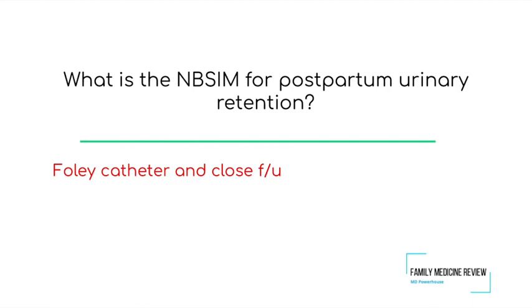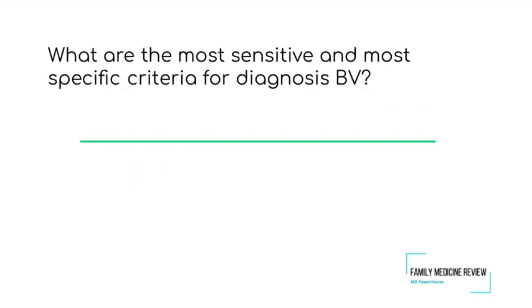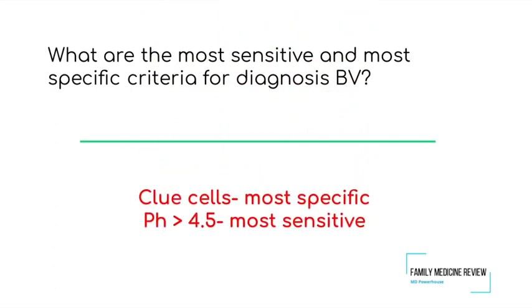What are the most sensitive and most specific criteria for diagnosis of bacterial vaginosis? Most specific, clue cells. Most sensitive, pH greater than 4.5. Recall that to diagnose bacterial vaginosis, you can use the Amsel criteria. This is where the patient has homogeneous discharge, a positive whiff test, clue cells, which again is most specific, and pH greater than 4.5, which is most sensitive.